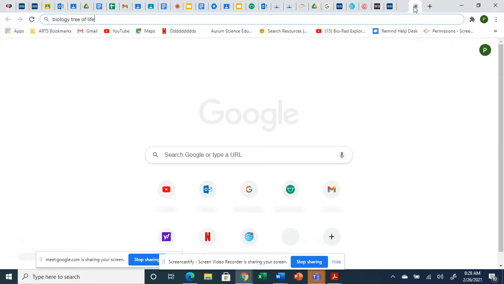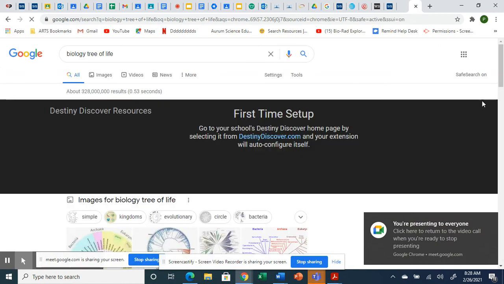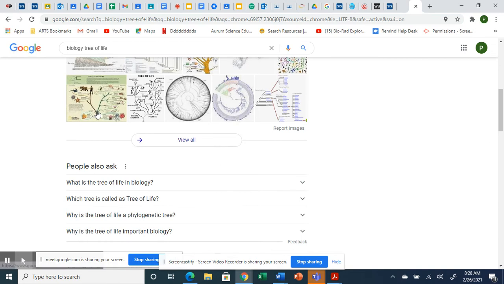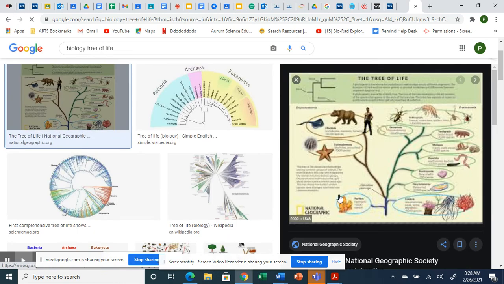All right, let's go back. All right, so this is the tree of life, and you see we are on the tree, but you see we are sort of from sponges and jellyfish and all of that are all part of our ancestry.